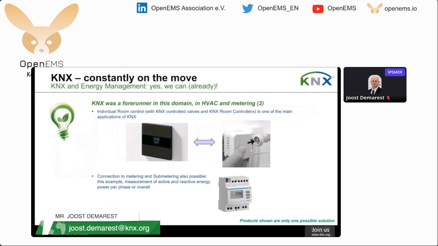As far as the individual room control is concerned, so regulating the heating consumption and the cooling consumption in a room, so not an entire building or an entire home, that is one of the application domains where KNX has been very successful in recent years and even since it was put on the market in the early 90s. In more recent years, there are also products on the market that allow you to connect the KNX system to metering and or sub-metering.